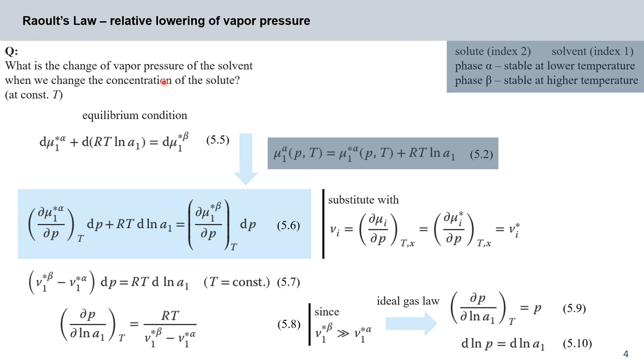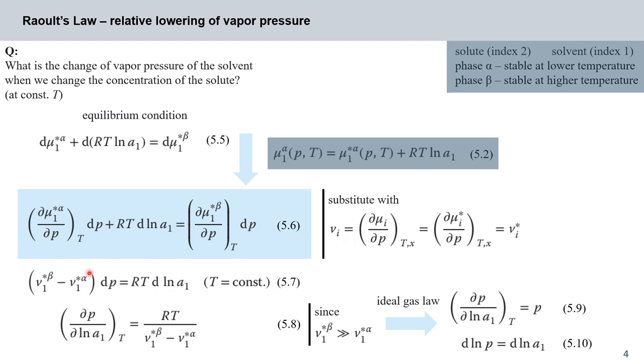We now want to look at how the vapor pressure changes when we change the concentration of a solute at a constant temperature T. So we again ask for the equilibrium condition here in equation 5.5: d mu 1 star alpha plus RT d ln a1 at equilibrium must be equal to d mu 1 star beta. Since we want to keep the temperature constant, we only need to consider the pressure dependent terms when we substitute later for d mu 1 star alpha and beta. So we get our equation 5.6 by just plugging this in. Now we can replace the partial differential quotients which we have here by the molar volumes, and we obtain the concentration dependence of a vapor pressure at constant temperature.